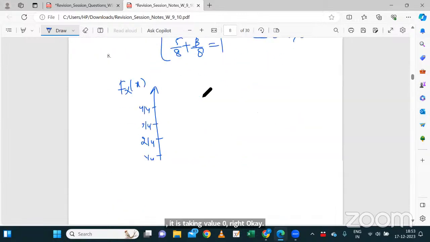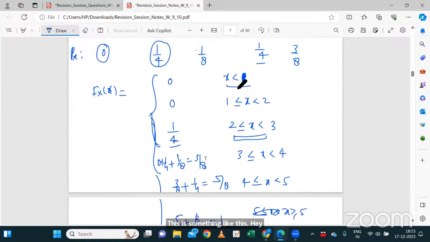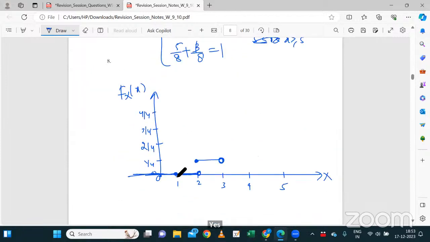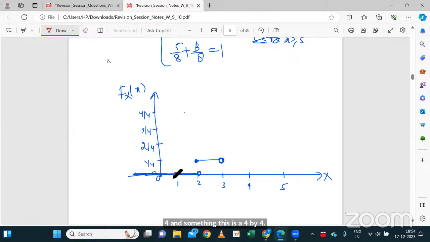From 2 to 3, what is this? 1/4, right? Sir, I am not getting the graph. Please, can you repeat again? Okay. So this is the CDF graph. What we are doing: before 1, less than 1, it's 0. From 1 to 2, what is the value? It's again 0, which means this x-axis.